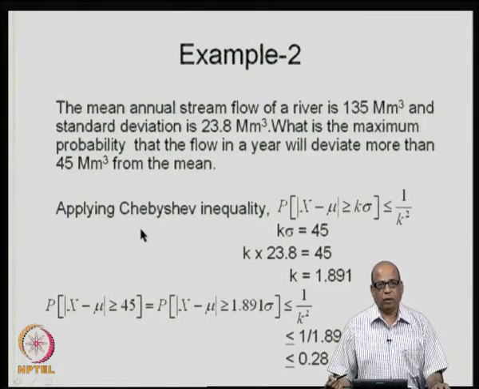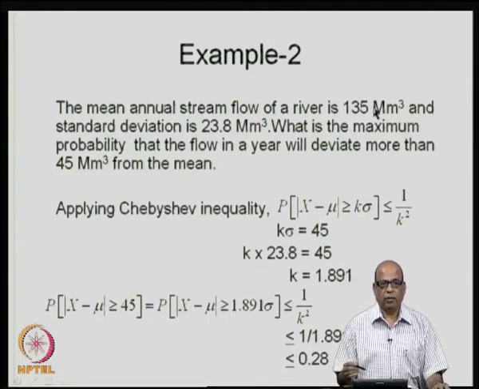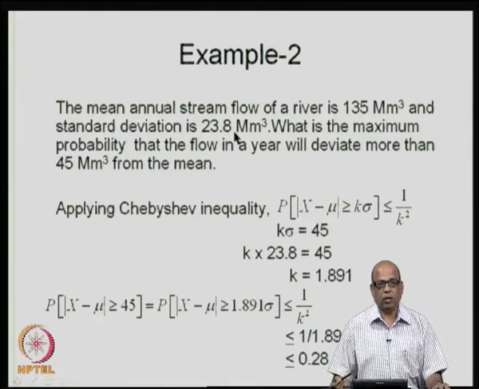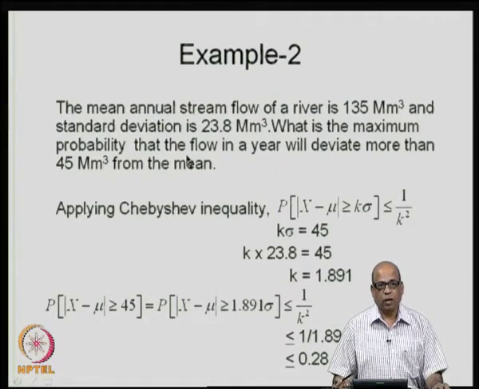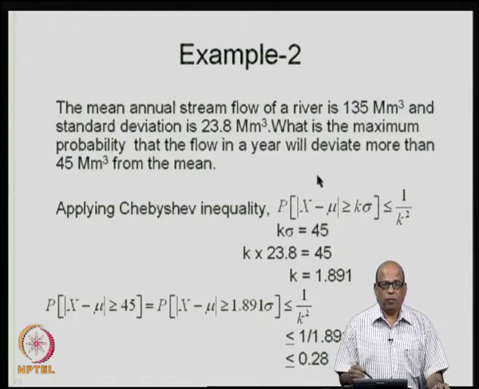Let us look at a simple example where we are considering the mean annual stream flow for a river being given as 135 million cubic meters, and its standard deviation is 23.8 million cubic meters. Remember, these values we would have got from the sample. So, we would have estimated the mean to be 135 million cubic meters and the standard deviation to be 23.8 million cubic meters. Now, we will be interested in what is the maximum probability that the flow in a year will deviate more than 45 million cubic meters from the mean.